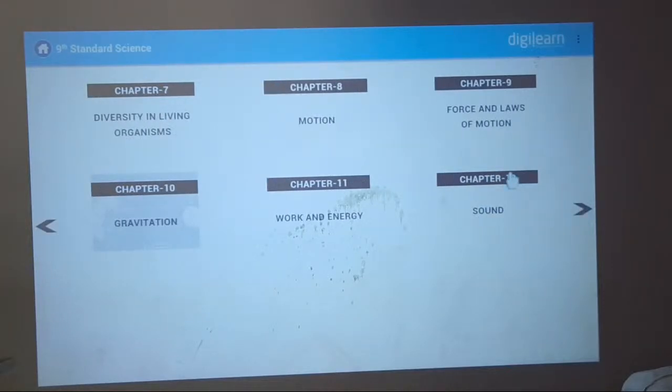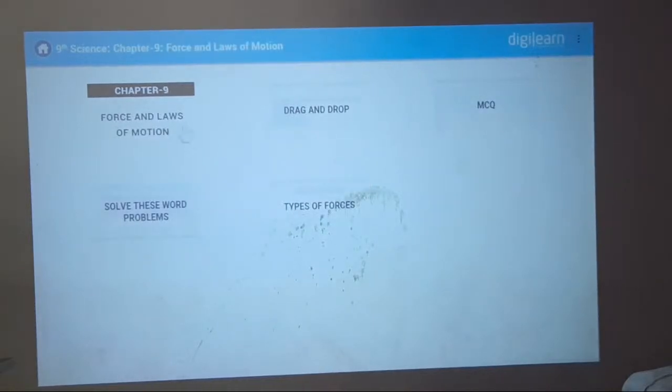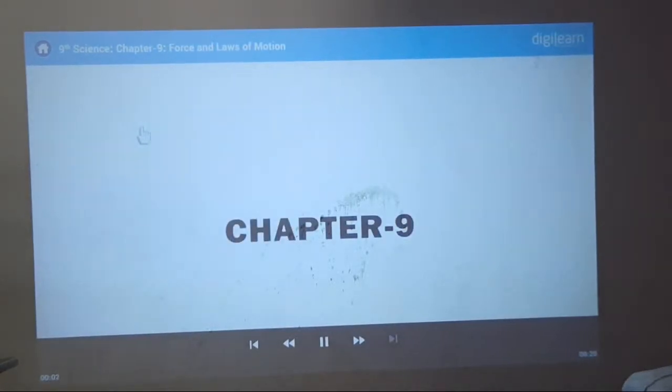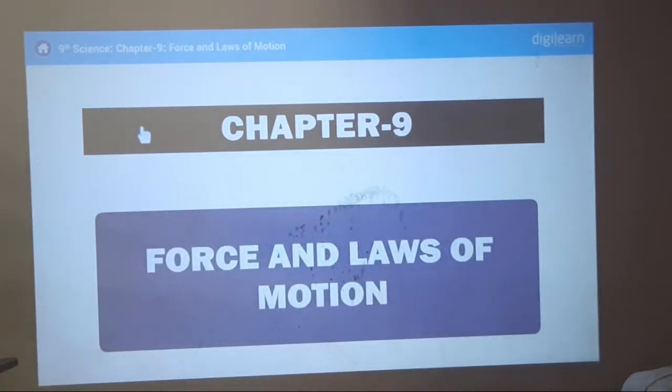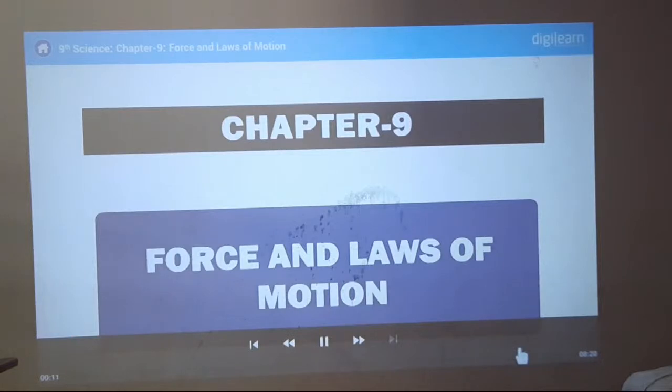Okay, the next chapter will be force and laws of motion. Please try to note down the important points. Chapter 9, Force and Laws of Motion.